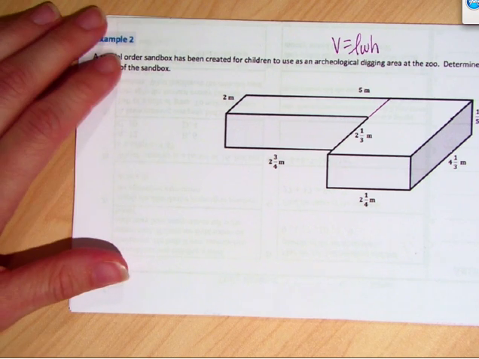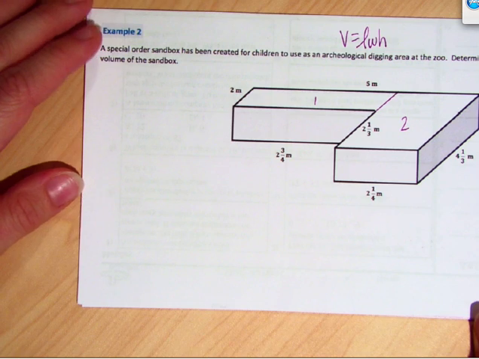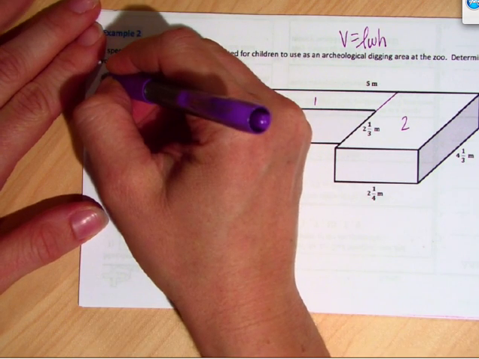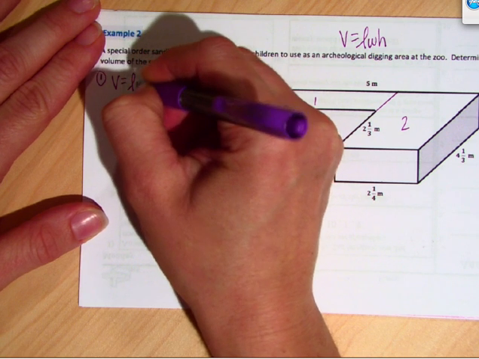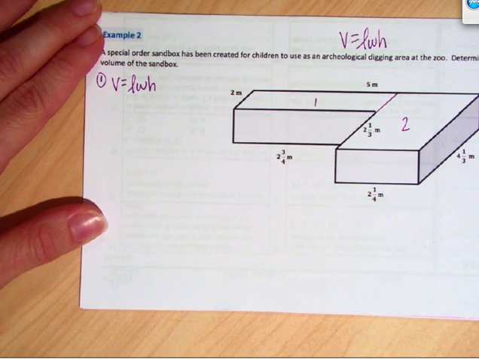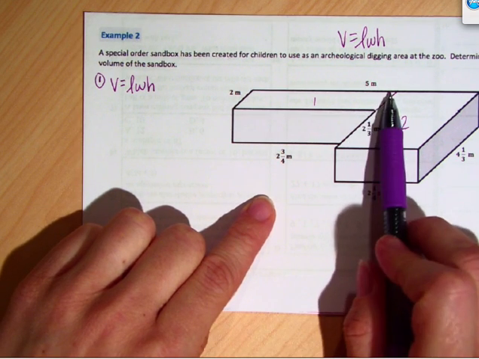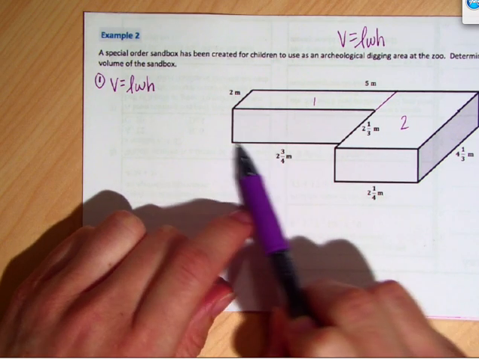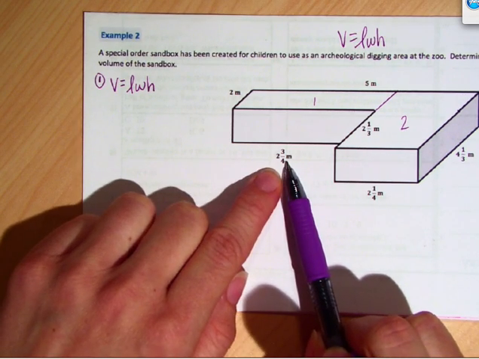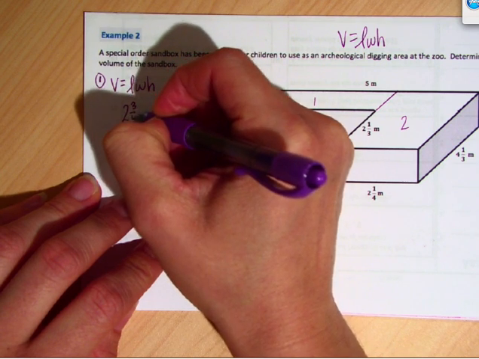Okay, so let's call this one 1 and call this one 2. Okay, just like we have been when we split them up before. And so let's find the volume of 1. So I'm going to do number 1 over here. Okay, volume equals length times width times height. Okay, so the length from one corner, in this corner, if I chop this off and move it out of the way, we'd see the bottom down here. All the way to here is 2 3/4 meters. So my length is 2 3/4.